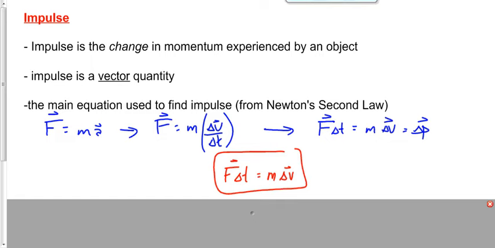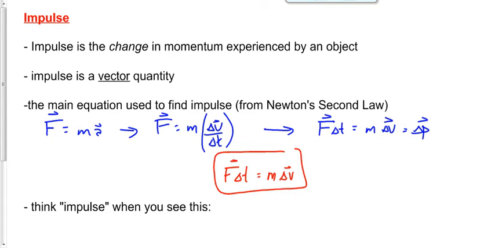Now, I'll tell you what, we're going to use this to solve a number of problems. Look at where it came from though. F is equal to m times a. When all is said and done, there's no problem that we're going to do using impulse this year that we couldn't use F is equal to m times a for, as we did it last year.